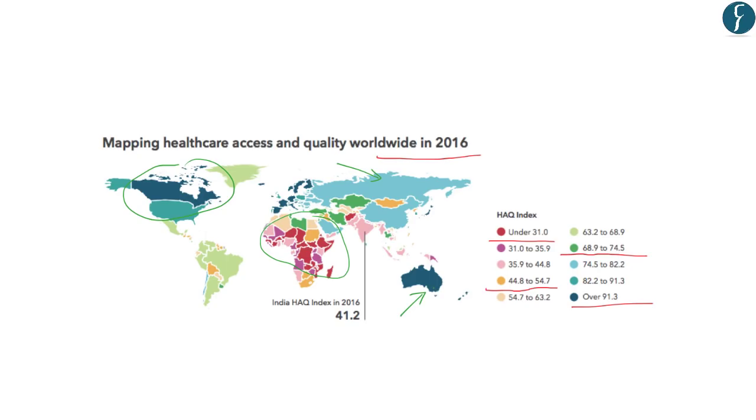And Australia by far seems to be one of the best countries in terms of healthcare access, whereas India comes in this range of light shade of pink, around 35.9 to 44.8, and specifically it says 41.2 for India. So here we can see a comparative analysis in terms of healthcare access with the rest of the world. With this, we can analyze that in terms of healthcare access, the government has much to do to provide proper and better healthcare access to its people across the country.